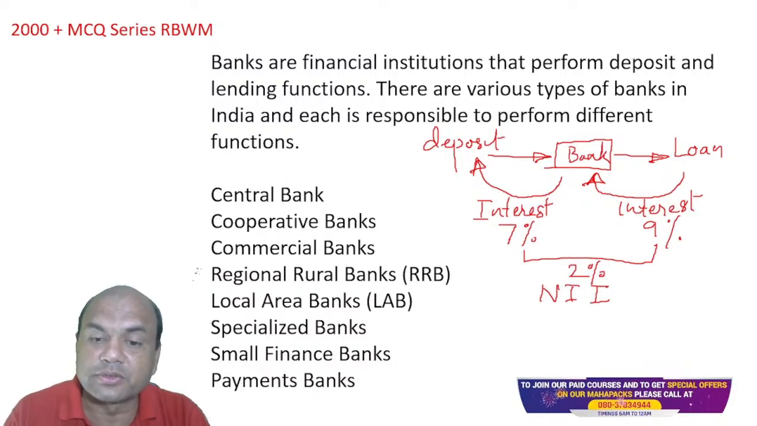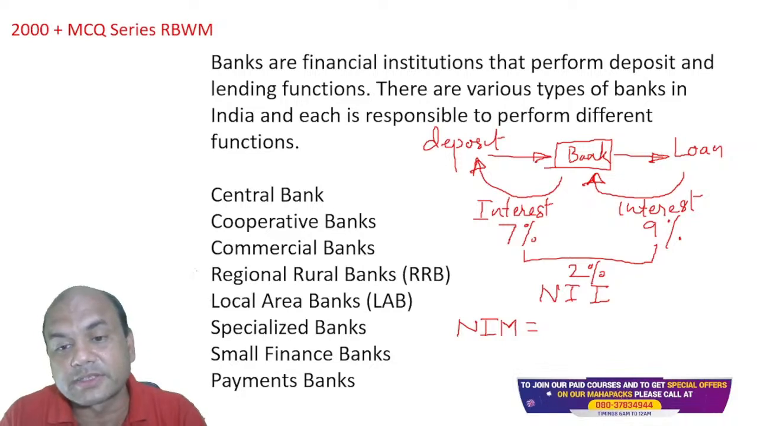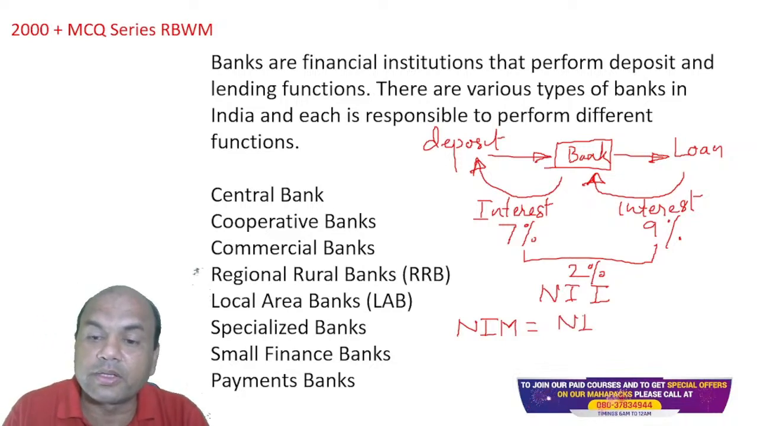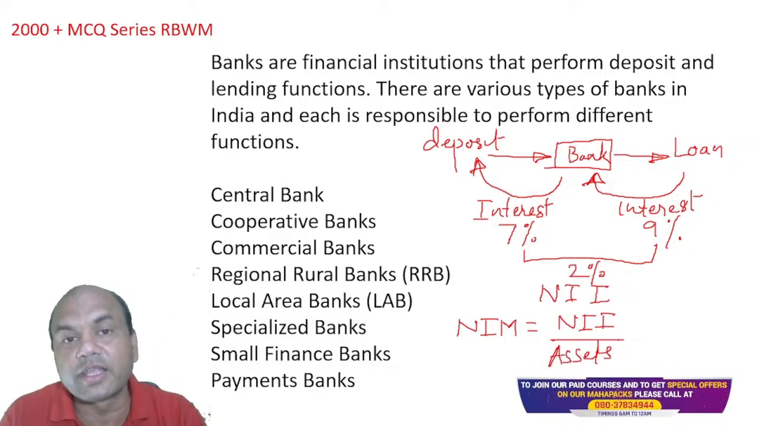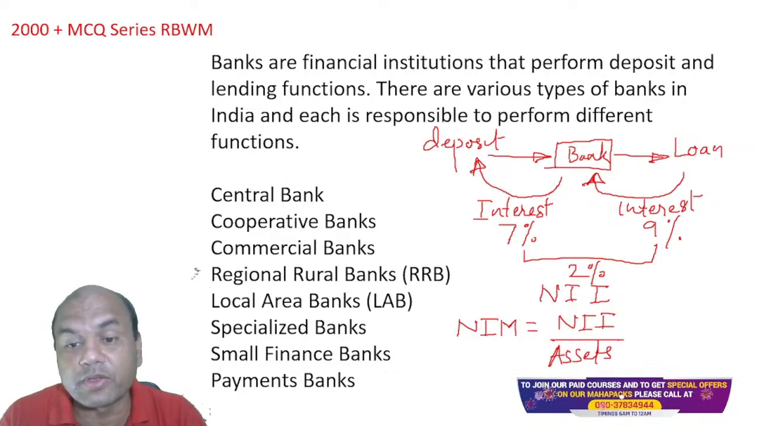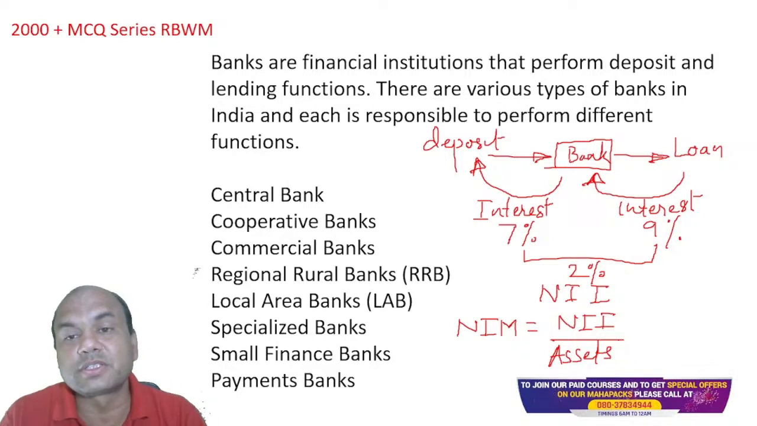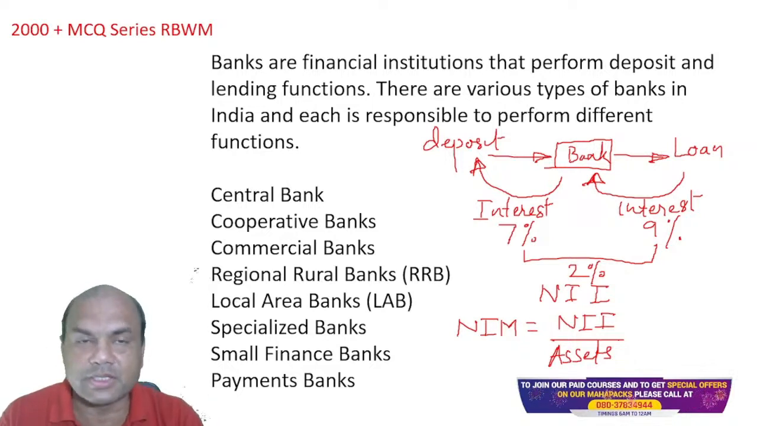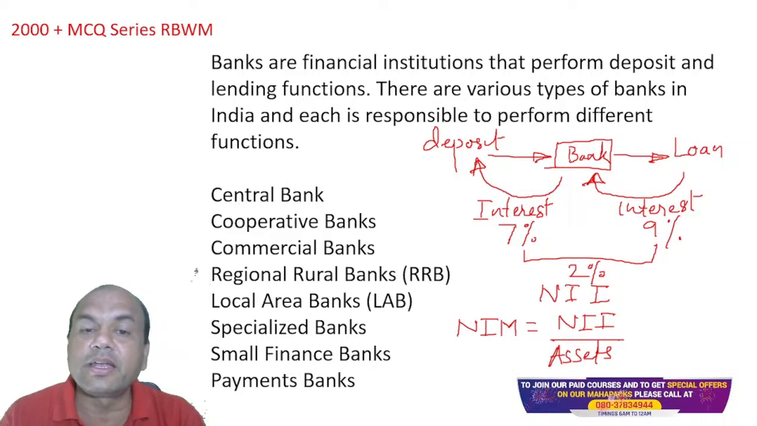NIM equals NII upon yielding assets, or you just write it as assets. NIM, net interest margin. Remember these two by heart, you'll get at least one in the exam. Yielding assets means performing assets, which are giving you the returns. So coming back, banks are financial institutions that perform deposit and lending functions. There are various types of banks in India, and each is responsible for performing different functions.